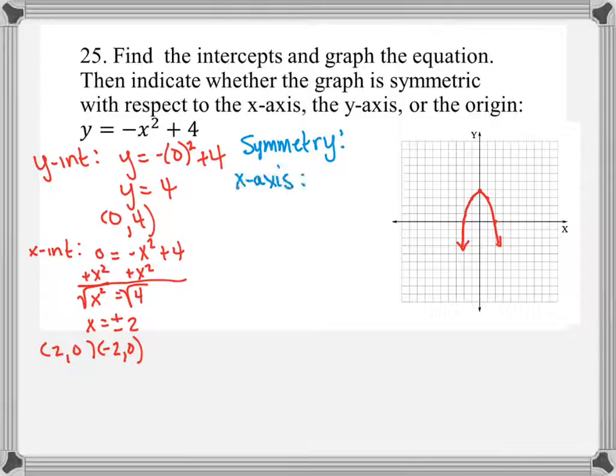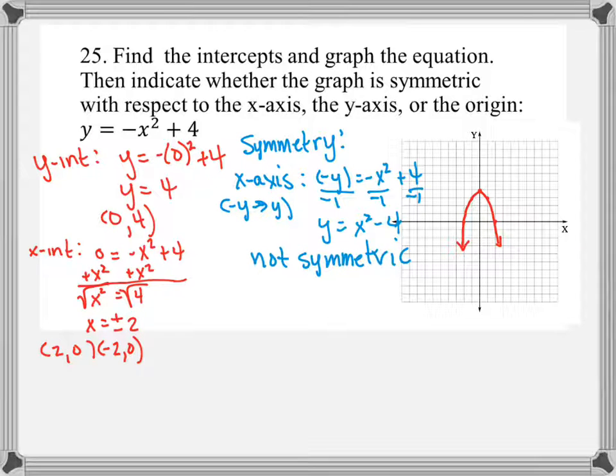Checking for x-axis symmetry, again we're substituting the opposite of y in everywhere we see y. So the opposite of y equals negative x squared plus 4. Dividing everything by negative 1, y equals x squared minus 4, which is not the same as the original equation. So this is not symmetric to the x-axis. And that makes sense if we look at the graph. We have a parabola, and if we imagine reflecting the parabola over the x-axis, we would have a parabola opening up with the vertex at (0, -4). So it would not look identical to what it does now.